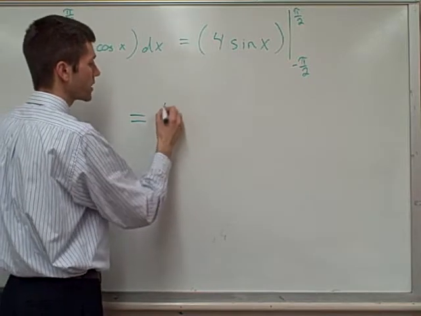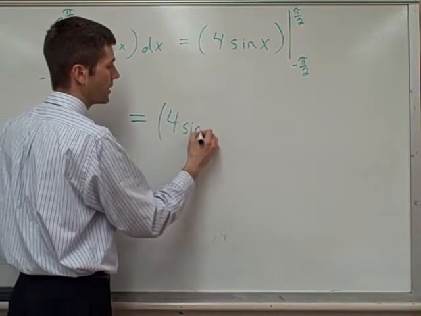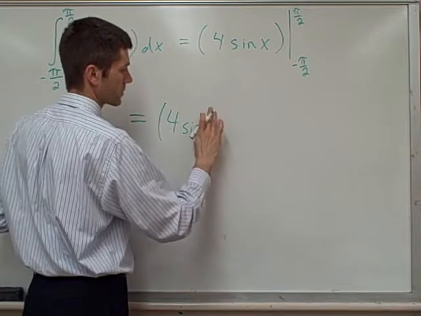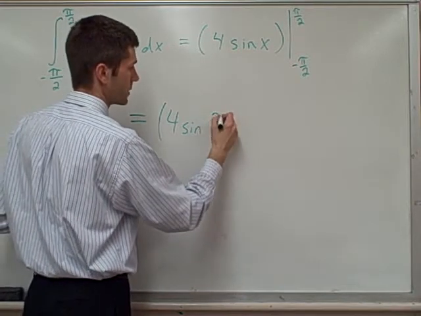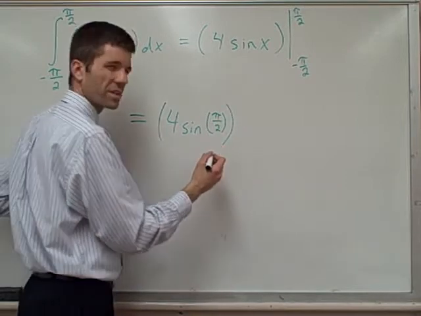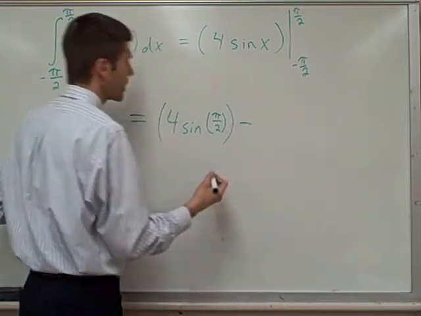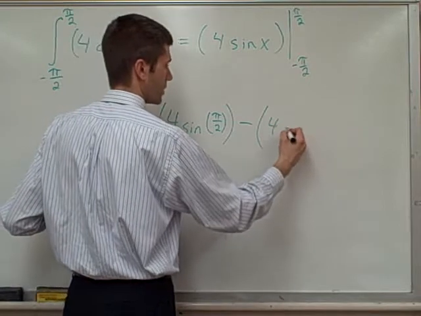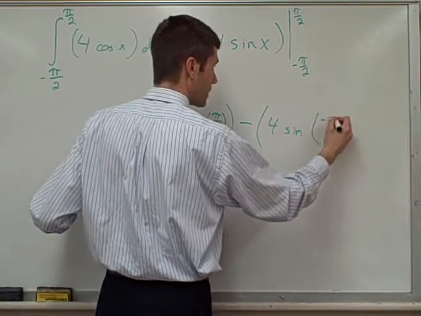It'll tell us its sweet secrets. 4 sine, oops, turn that to a pi somehow. That's what the guy said when he was baking a cake. That was pretty dumb, wasn't it? Yeah. Okay. Anyway, minus 4 sine negative pi over 2.